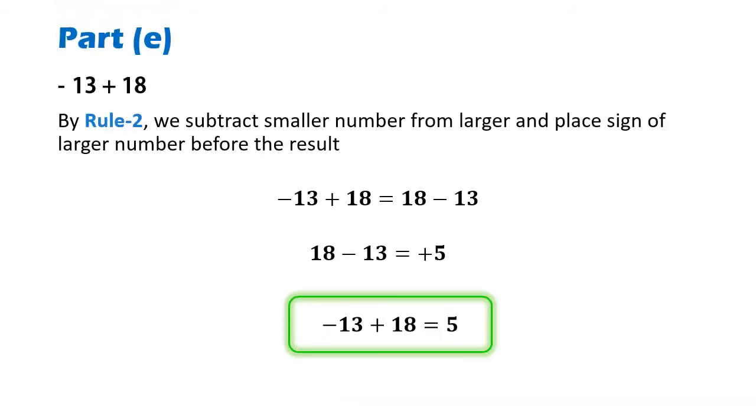Part E. Minus 13 plus 18. By rule 2, we subtract smaller number from larger and place sign of larger number before the result. So, minus 13 plus 18 equals 18 minus 13 equals plus 5. Therefore, minus 13 plus 18 equals 5.